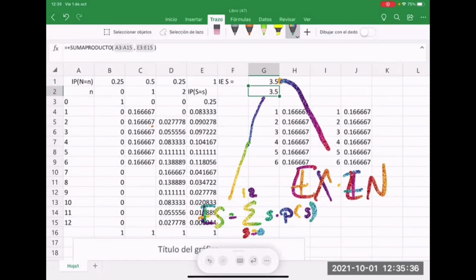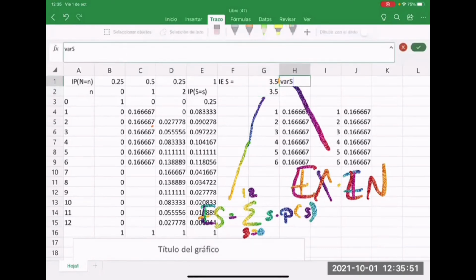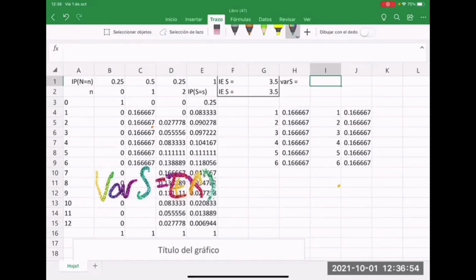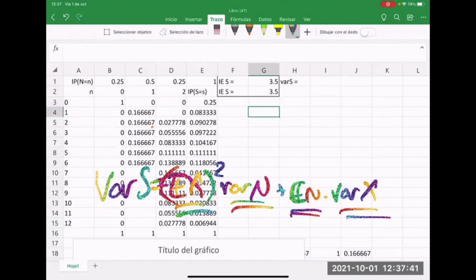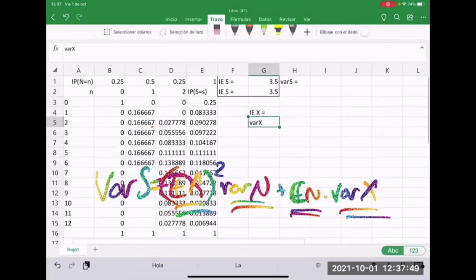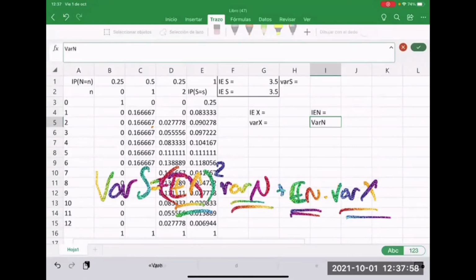So we can use the two ways in which we know we can calculate the variance. First, write that we need to take the variance of s. The variance of s is the expectation of x squared times the variance of n plus the expectation of n times the variance of x. So let us do it. So I write now the expectation of x. I need to put the expectation of x and then the variance of x. Okay, the expectation of x equals I don't know what, the variance of x equals I don't know what. Then we need to put the expectation of n, which equals I don't know what, and then the variance of n, which equals I don't know what either.